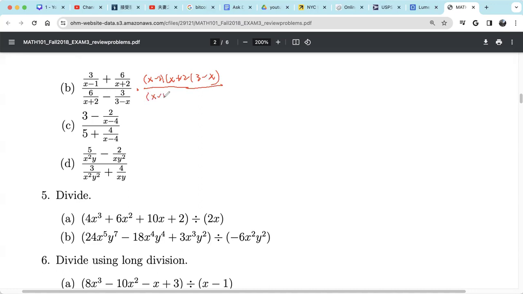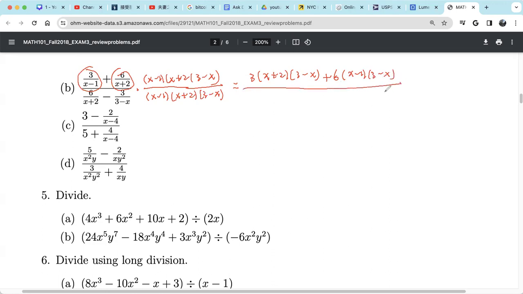So I'm going to do the same for the denominators. Now let's look at the first term. The first term multiplied by this, we see x minus 1 canceled, right? So I'm left with 3 times x plus 2 times 3 minus x. And then the second term, x plus 2 cancels with x plus 2. So I have 6 times x minus 1 times 3 minus x.